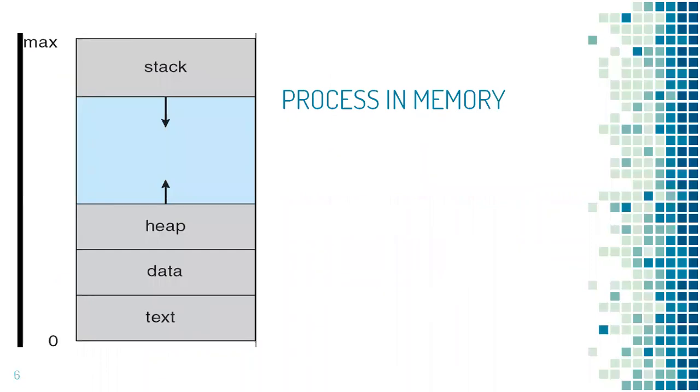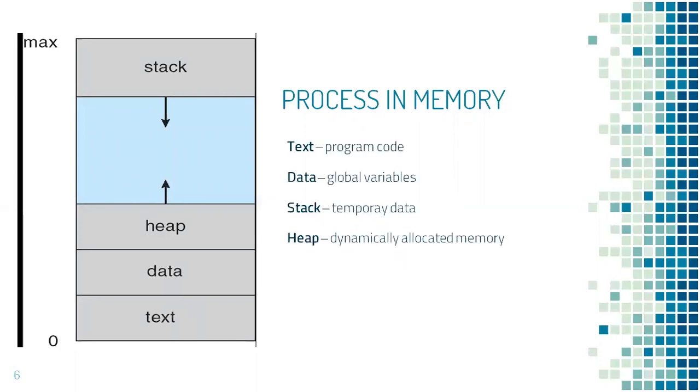This is how a process looks in primary memory. A process will be allocated some number of locations from 0 to max in primary memory. The max depends on the size and complexity of the process. The allocated primary memory locations for the process are divided into text, data, heap, and stack sections. The text section consists of the program code or the set of instructions of the program.